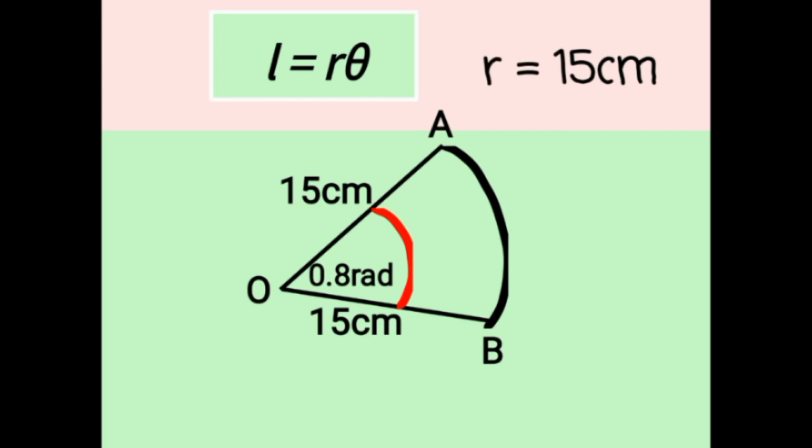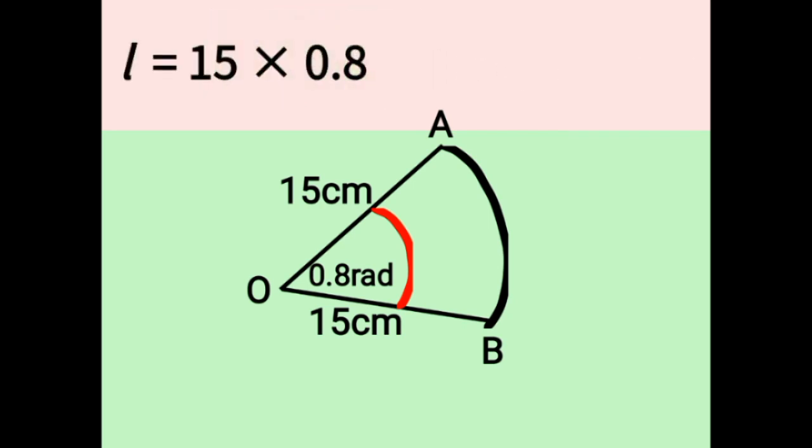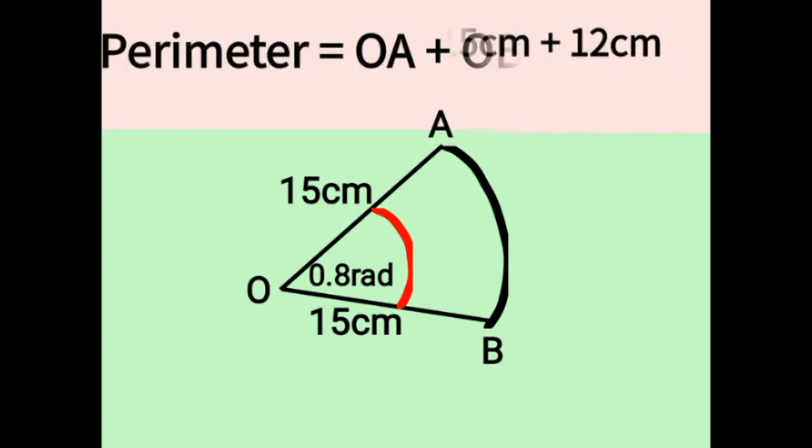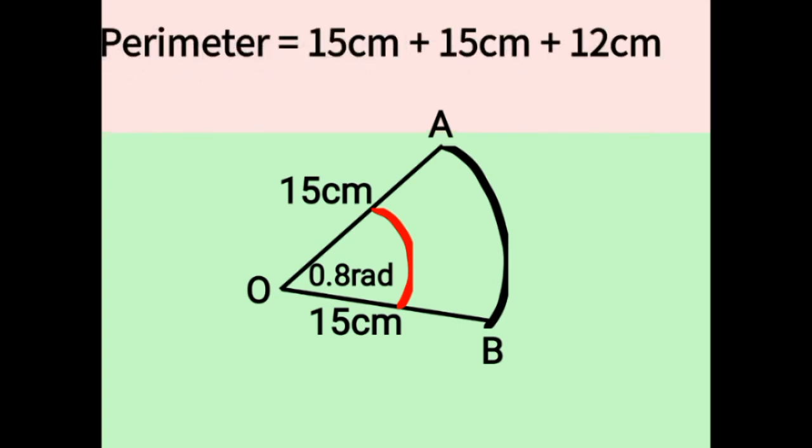So r equals 15 centimeters and theta equals 0.8 radians. L equals 15 times 0.8 equals 12 centimeters. So the length of the arc AB is 12 centimeters. And hence the perimeter of the sector AOB is 15 centimeters plus 15 centimeters plus 12 centimeters equals 42 centimeters.